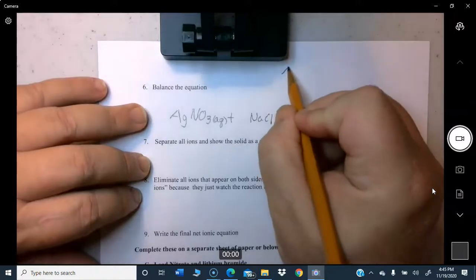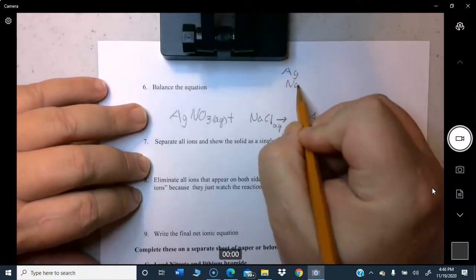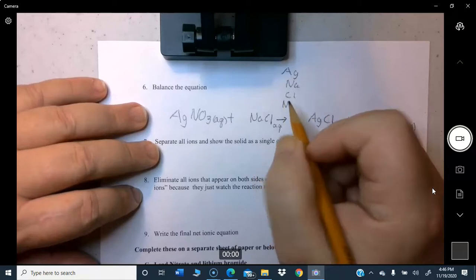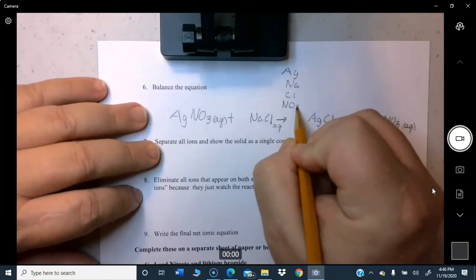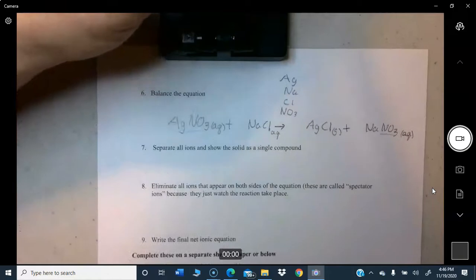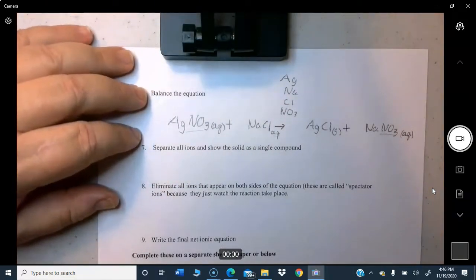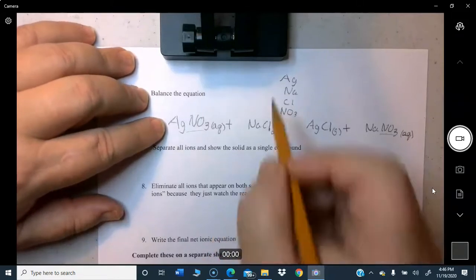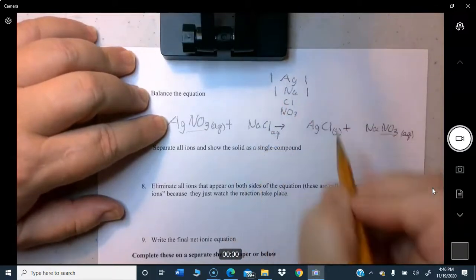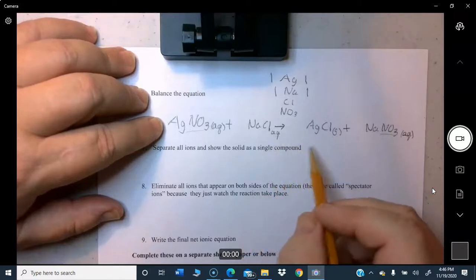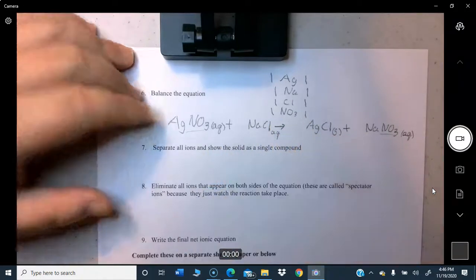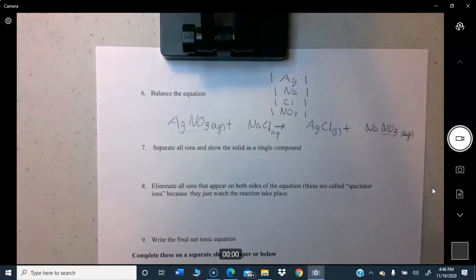So we got Ag, we have Na, Cl, and NO3. Nitrate is a polyatomic ion, so we're going to treat that like an element all by itself. It doesn't come apart there or there. All right, and that's everybody, right? Ag, Cl, Na, and NO3. Okay, so let's count. Ag on this side is 1 and 1. Na is 1 and 1. Cl is 1 and 1. And NO3 is 1 and 1. So this equation is already balanced. So this is a real easy one for you to do, at least so far.